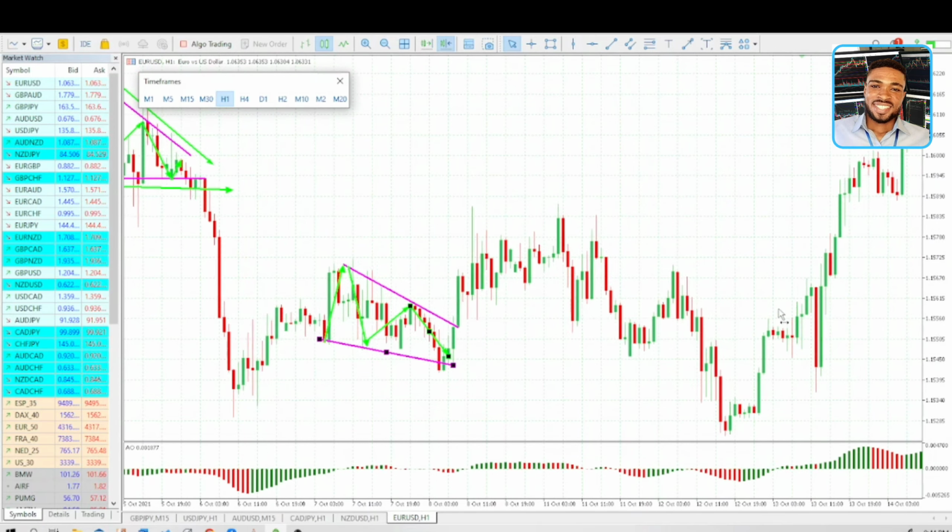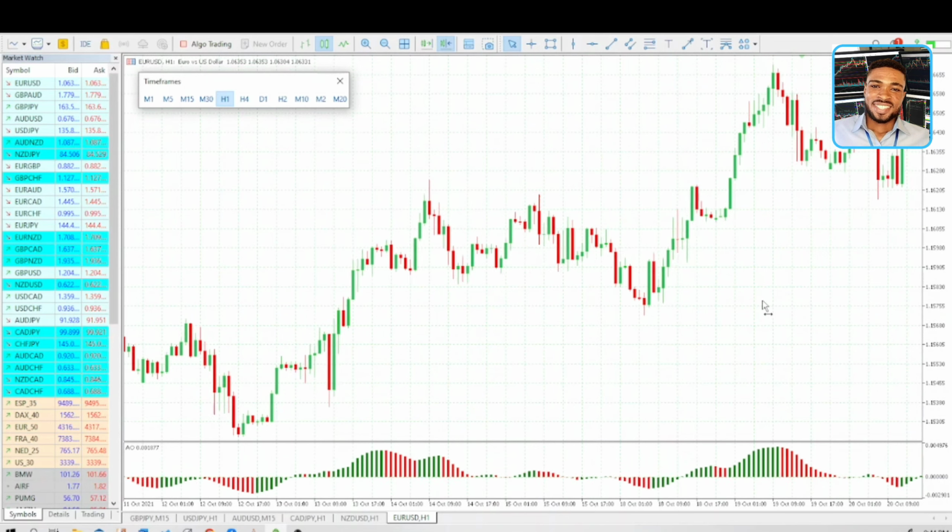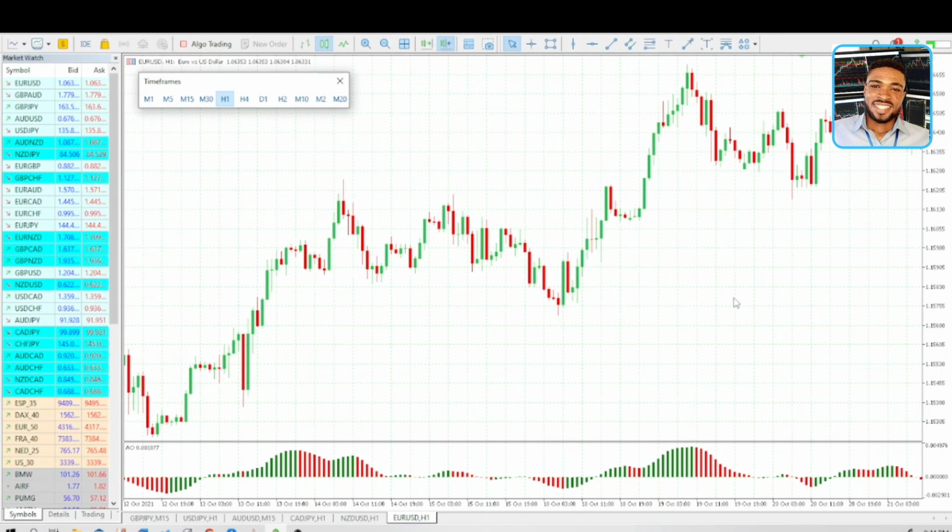Triangle. Yes, triangle. Good. This is another example. Can you see? Triangle. And yes, this was a much bigger triangle. Does it fit our criteria?